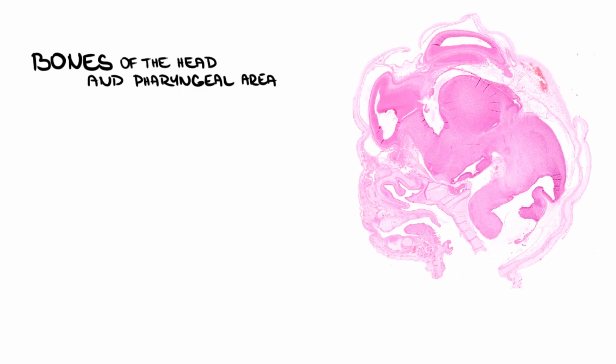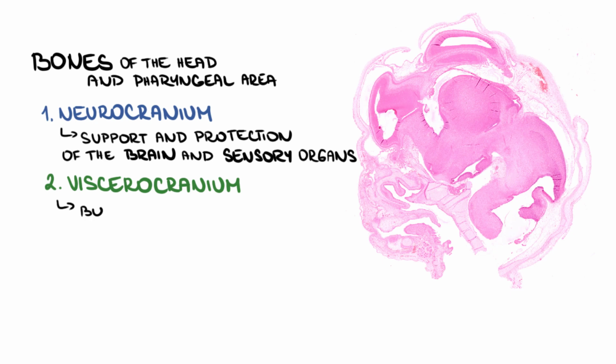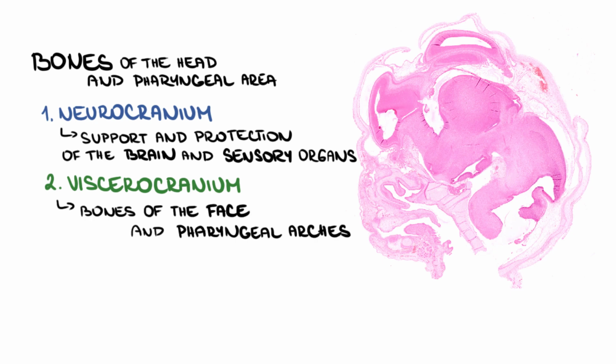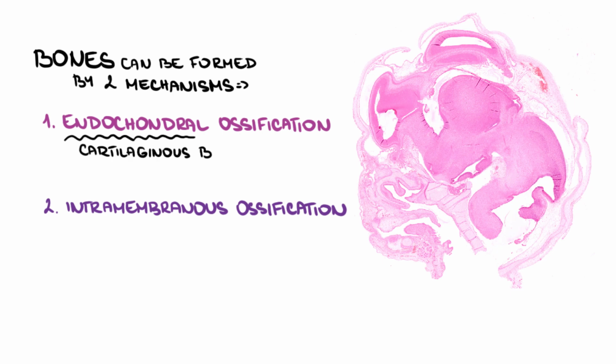We can divide bones of the head and pharyngeal area into 2 groups. The neurocranium, which contains the bones providing support and protection to the brain and sensory organs, and the viscerocranium, comprising bones of the face and pharyngeal arches. Bones anywhere in the body can be formed by 2 mechanisms: endochondral ossification and intramembranous ossification. The term endochondral ossification basically means creation of bone on a cartilaginous base.